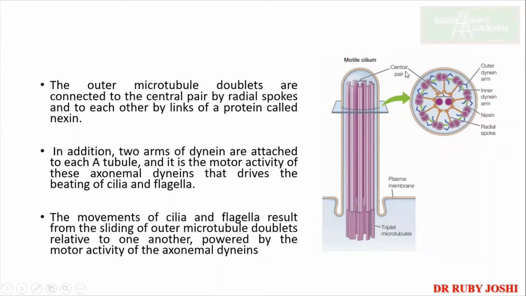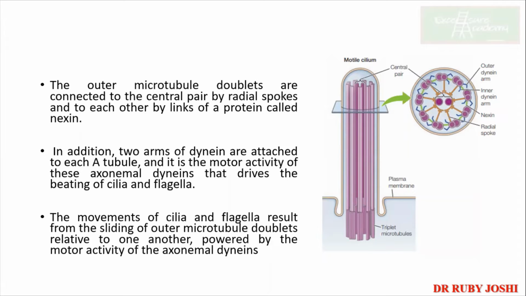Now, the outer microtubule doublets are connected to the central pair by radial spokes and to each other by links of a protein called nexin. In addition, two arms of dynein are attached to each A tubule, and it is the motor activity of these axonemal dyneins which drives the beating of cilia and flagella. So, without this dynein, there is no movement.